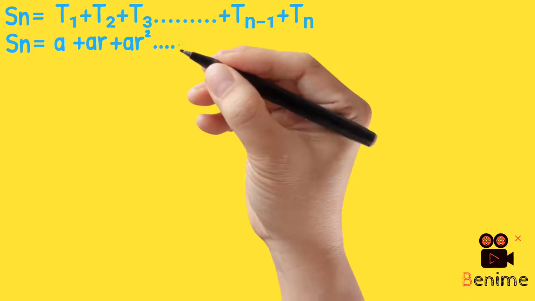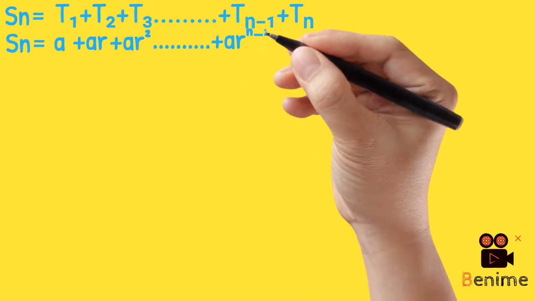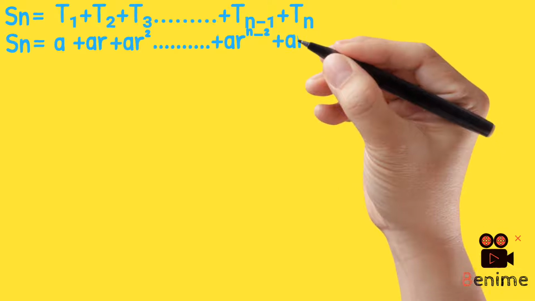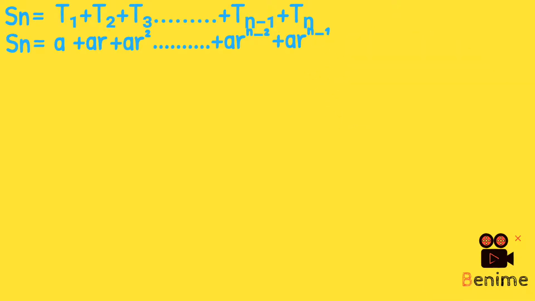Now this Tn minus 1 will become ar raised to the power of n minus 2, because remember, we always reduce the power by 1. The term number is n minus 1, and when we reduce n minus 1 by 1, that is subtracting 1 again, you get n minus 2. So that's why I have ar raised to the power of n minus 2. Then the Tn will become ar raised to the power of n minus 1. That is the normal GP formula: Tn is equal to ar raised to the power of n minus 1.